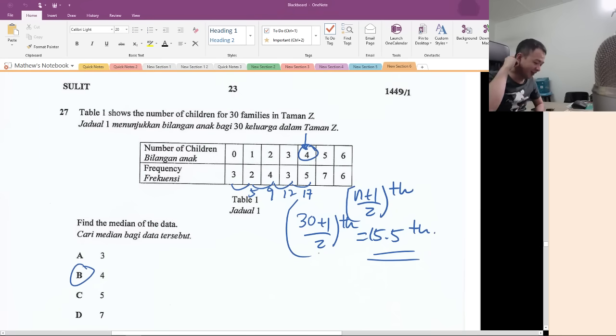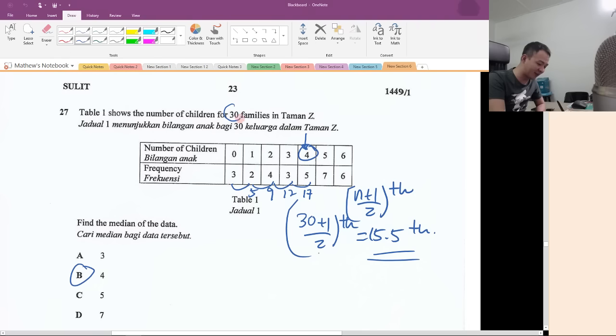For 27, the 30 is given because there are 30 families. Do you see? There are 30 families, and you want to know the median, right? Median means you want to know where the middle value is. In order to find the median value, we do n plus 1 over 2, so then we get 15.5.